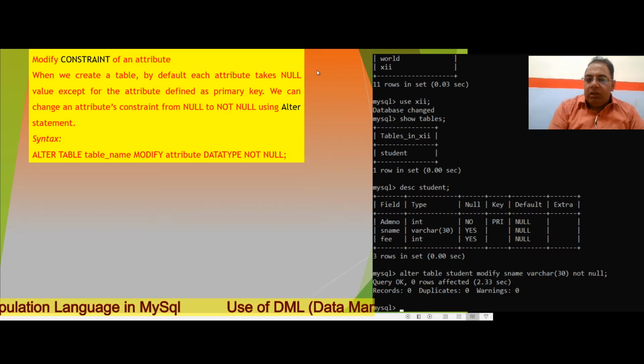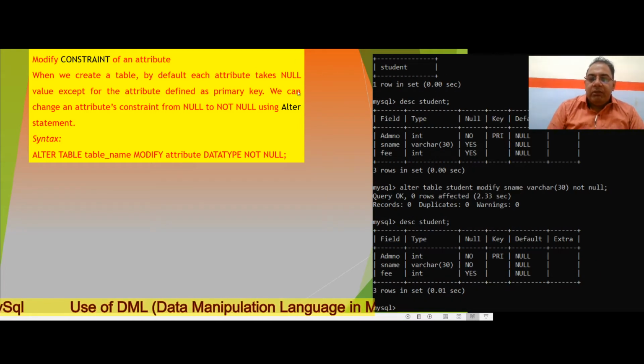Here you see that a key constraint is applied on sname. To see the table's modification we will write describe student. Look here, null for sname is now changed to no instead of yes. It means that we have modified the constraint from null to not null.